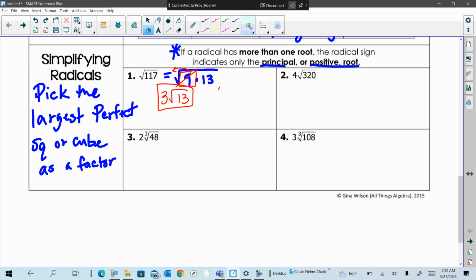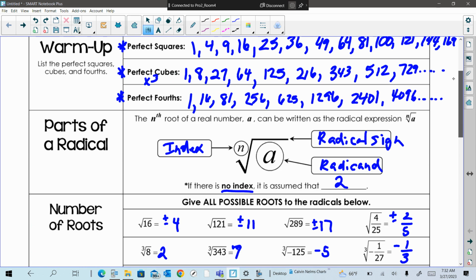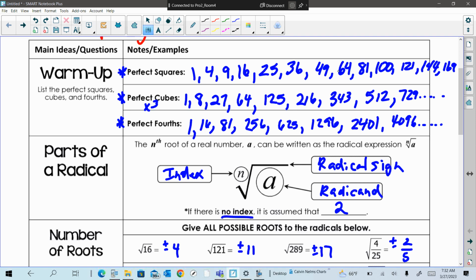So what we're doing here is, 320 is not a perfect square. But what perfect square goes into 320? So look at the top here. Find a number in this first list that would go into 320. I gotta pick from the top one. You need to pick from this list. 64? Okay, all right.